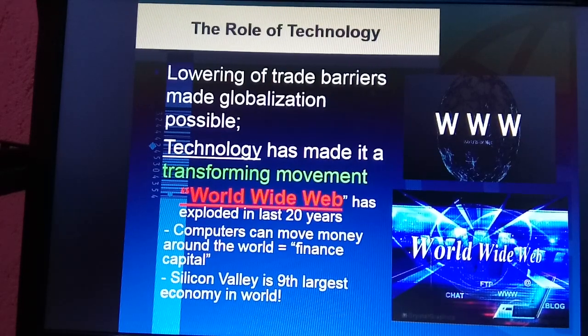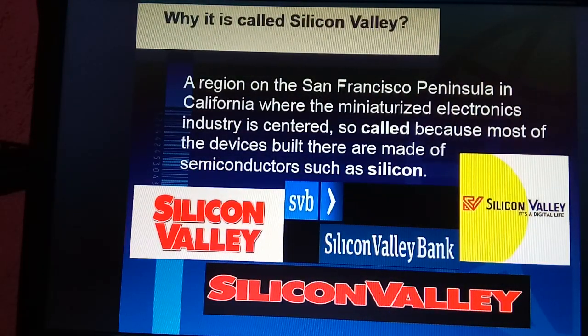So Silicon Valley is the ninth largest economy in the world. So where is Silicon Valley? Silicon Valley, I think, is familiar to many of you. Silicon Valley is a region of the San Francisco Peninsula in California, where the miniature electronics industry is centered, so-called silicon because most of the devices built there are made of semiconductors such as silicon.